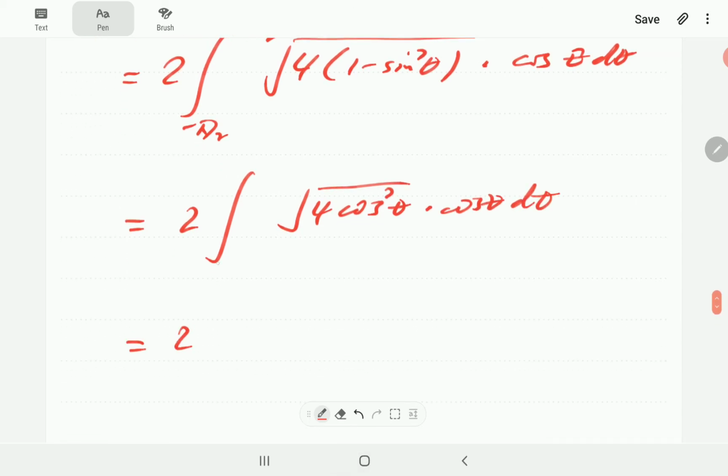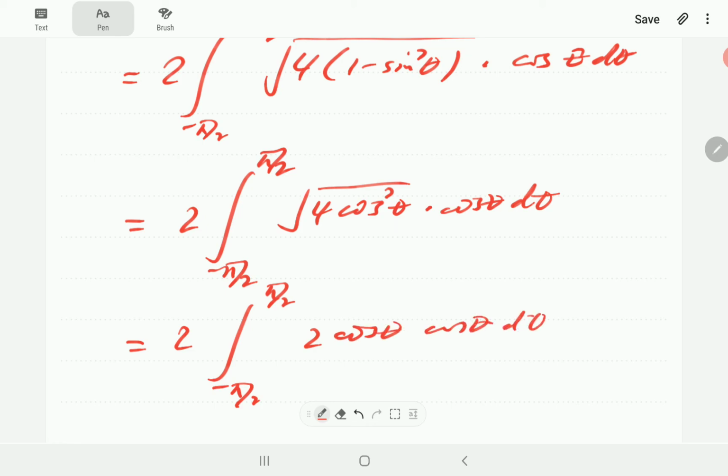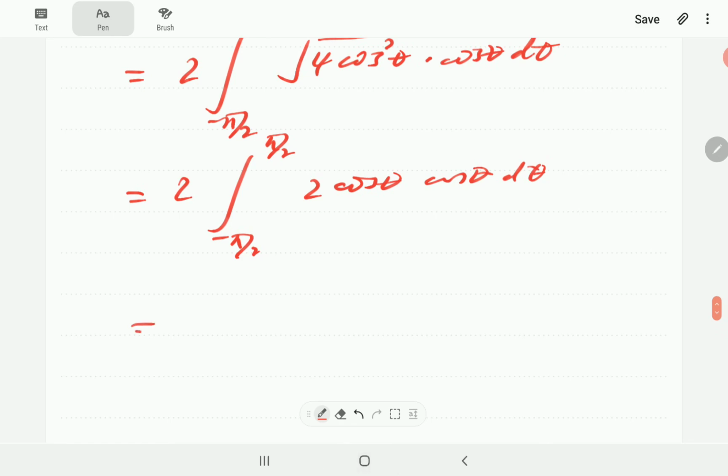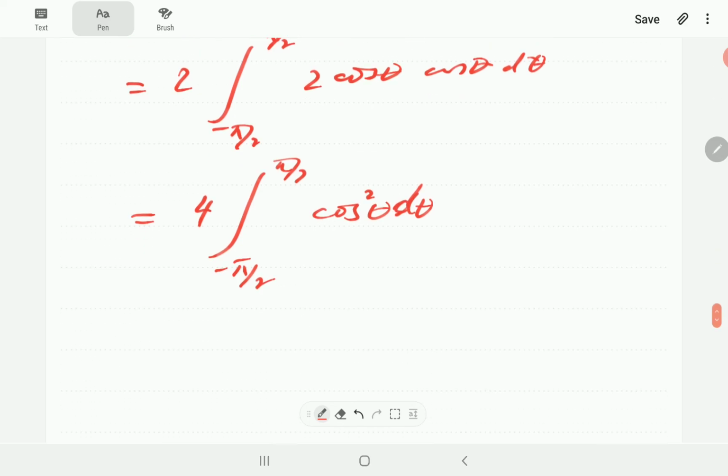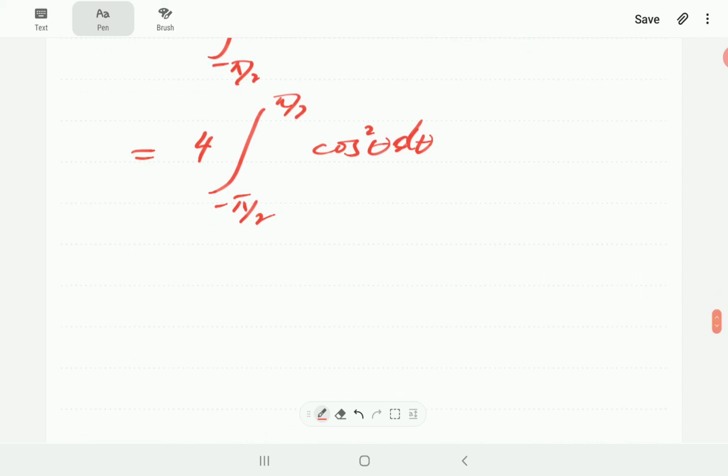And then, sorry, the limits. The square root of 4 is 2, and the square root of cosine squared is cosine. So this is now giving us 4 times the integral from minus pi over 2 to pi over 2 of cosine squared theta d theta. This we can integrate, using the rules we covered in our videos on integrating powers of sine and cosine.